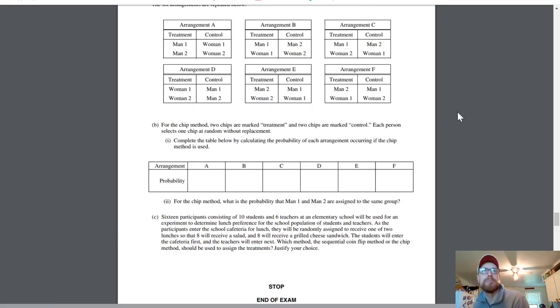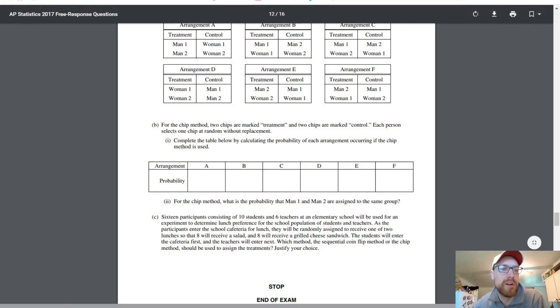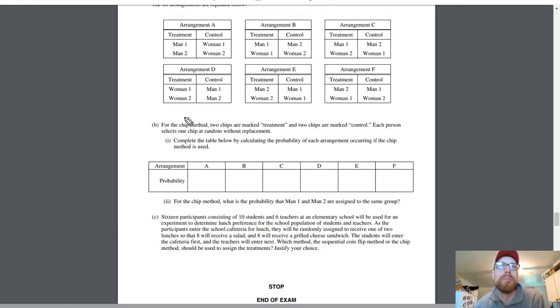For the chip method, 2 chips are marked treatment and 2 chips are marked control. Each person selects 1 chip at random without replacement. Complete the table below by calculating the probability of each arrangement occurring if the chip method is used. Alright, so same thing, we're going to draw up top there. Alright, so man 1 goes first, man 2 goes second. This has a 2 out of 4, right?